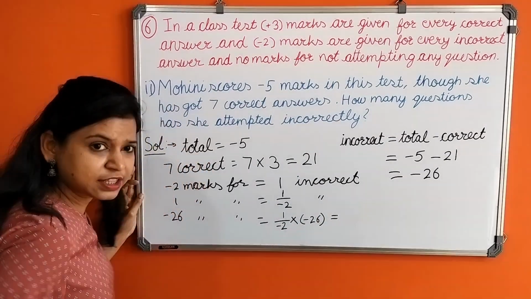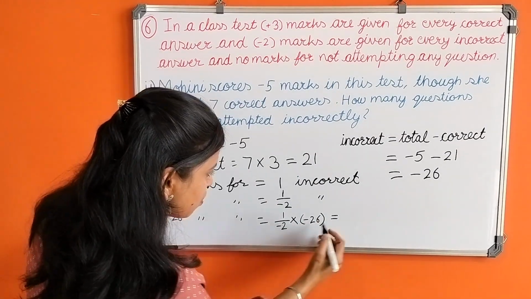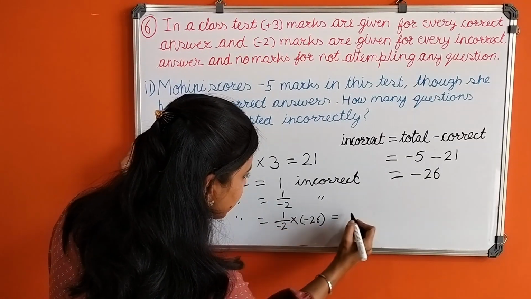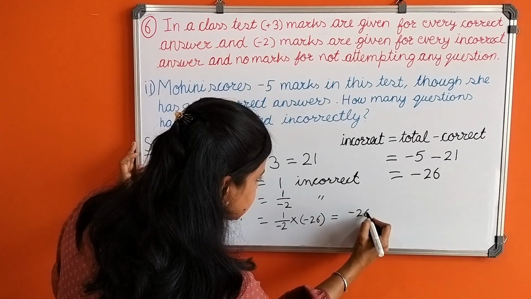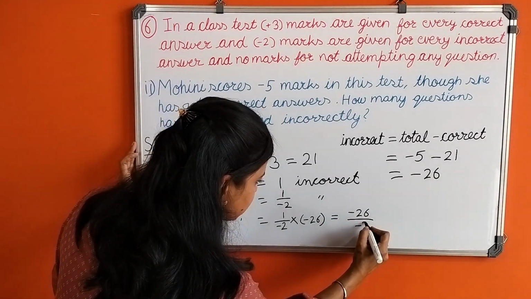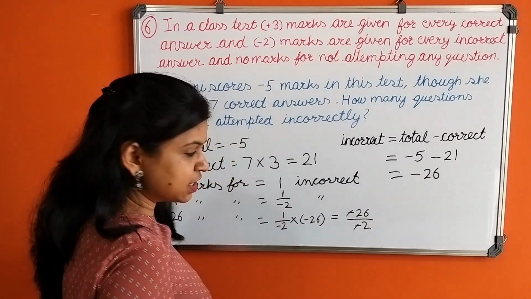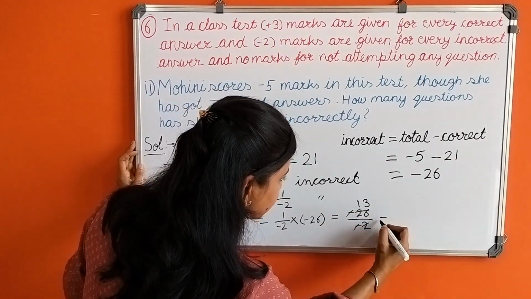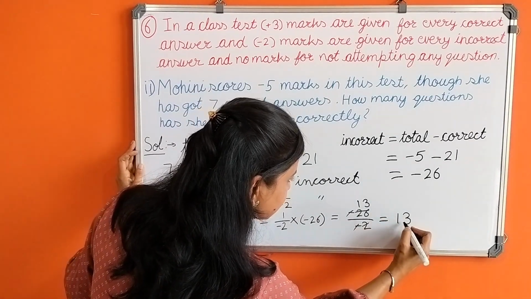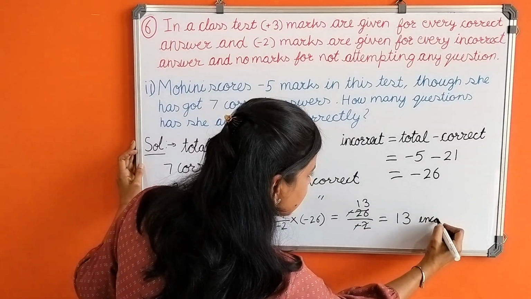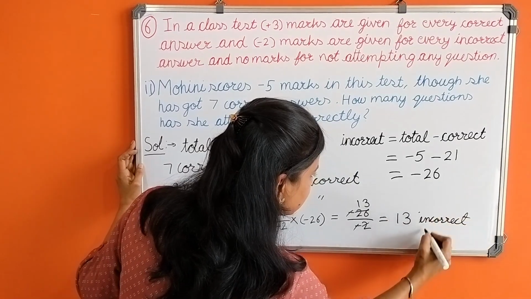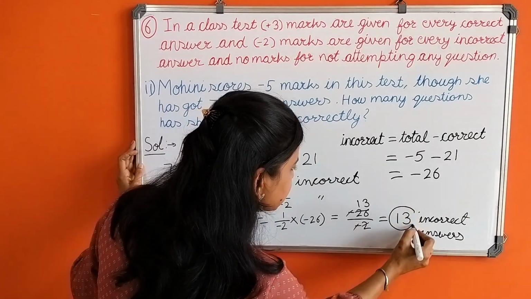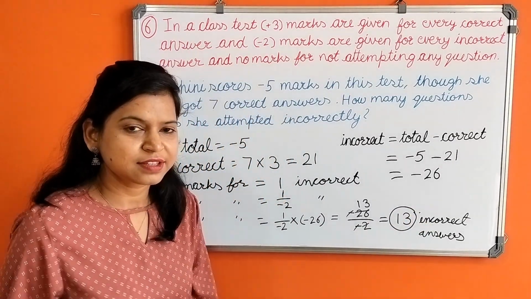If we solve it, then we will find the answer. This is numerator, this is numerator. We will multiply. 1 into minus 26 is minus 26 divided by minus 2. Minus minus will cut each other. 2 ones are 2, 2 threes are 6. So 13 incorrect answers. So she has done 13 incorrect answers.